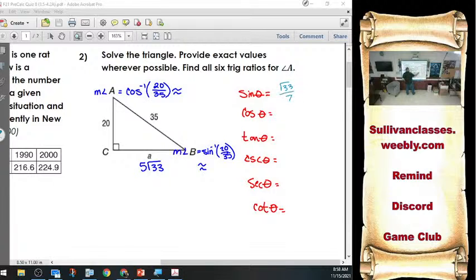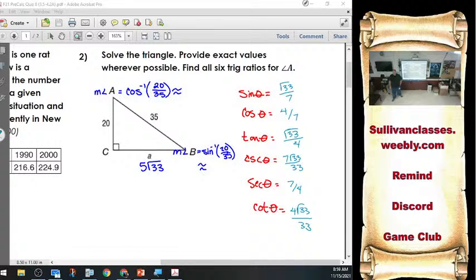If we don't simplify it, it's not done. We have to simplify it. Yes, always. And then 4/7. And then 5 root of 33 over 20, again reduced, root of 33 over 4. And then flippity-flop all of them and rationalize them: 7 root of 33 over 33, 7/4, and 4 root of 33 over 33.